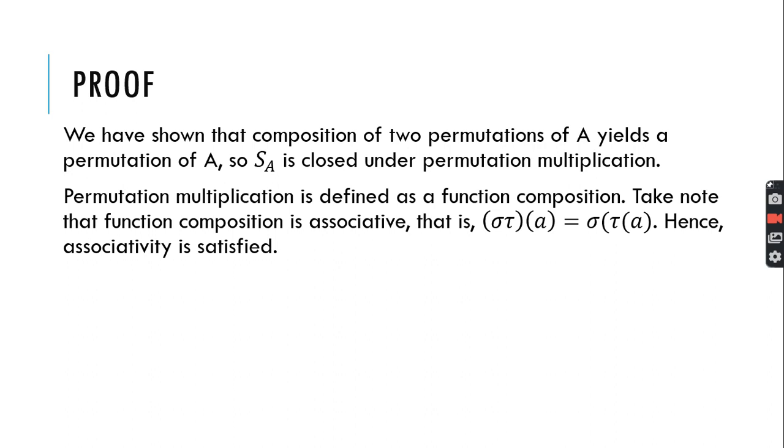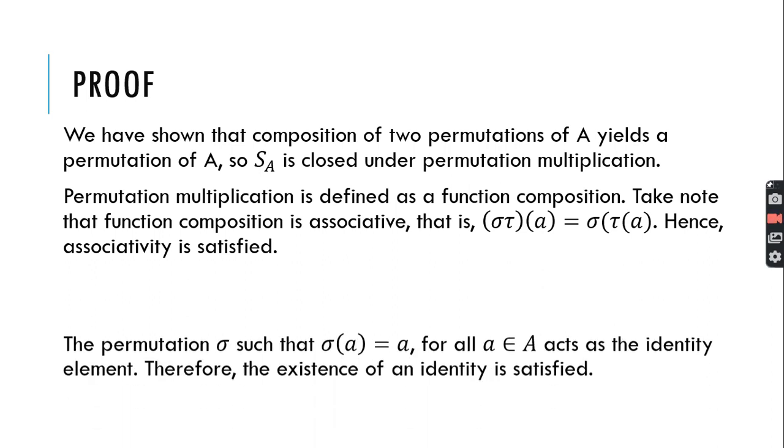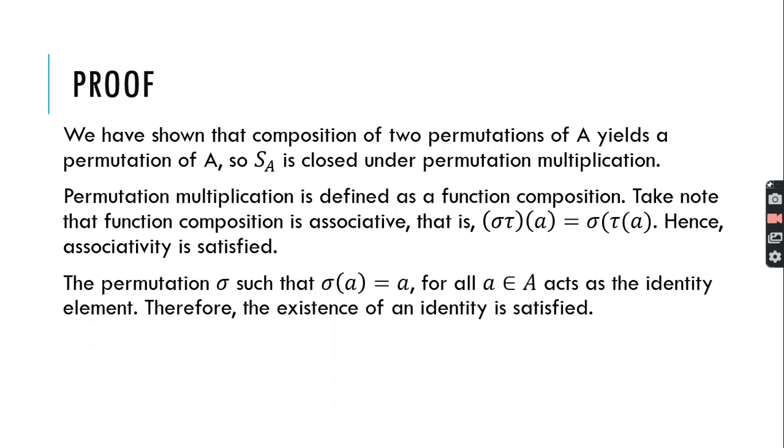Next, permutation multiplication is defined as a function composition. Take note that function composition is associative. That is, sigma tau of a is equal to sigma of tau of a. Hence, associativity is satisfied. The permutation sigma such that sigma of a is a for all a that is in A acts as the identity element. Therefore, the existence of an identity is satisfied.